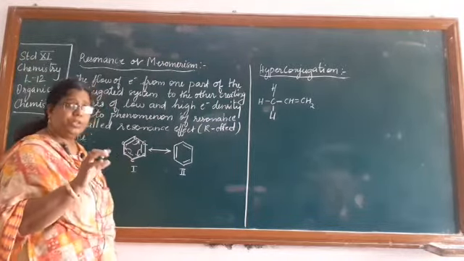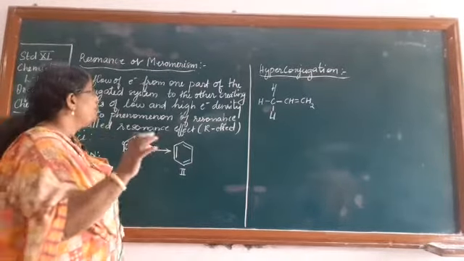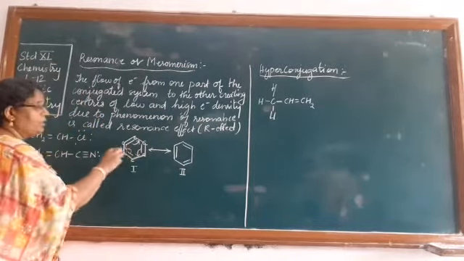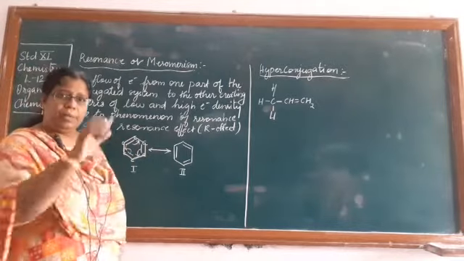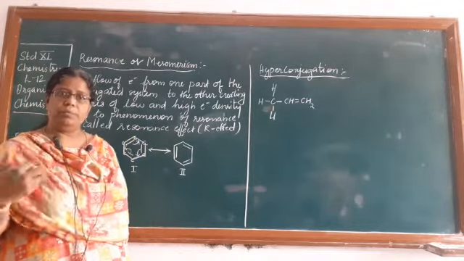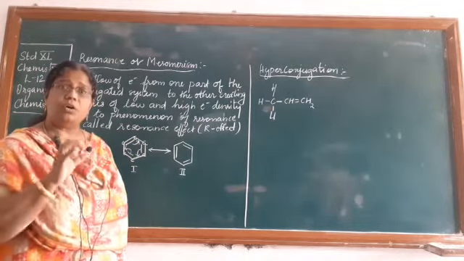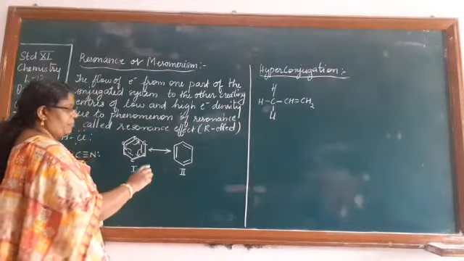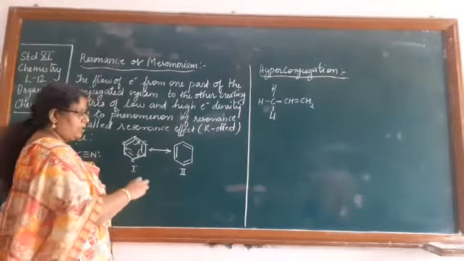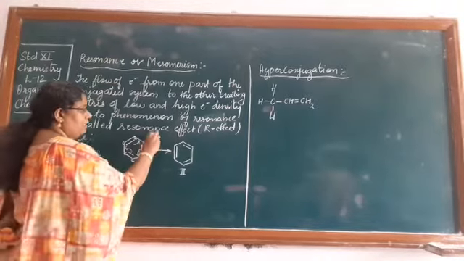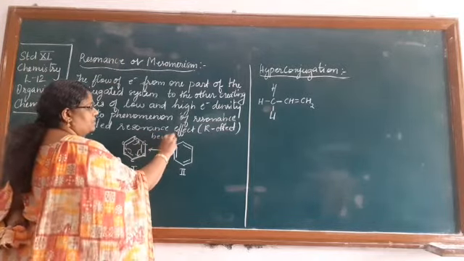Now what is a conjugated system? You should understand. A conjugated system means where you have alternate double and single bonds. First a double bond, then a single bond, then a double bond, then a single bond. That kind of system is called a conjugated system. So this is the resonance phenomenon which is occurring in the molecule of benzene.